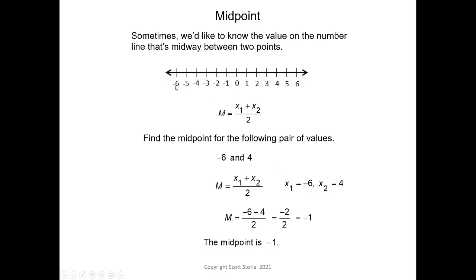And if you look at -6 and 4, -1 is in the middle in the sense that it'll take you 5 units to get to -1 if we go from -6 to -1. And it'll also take 5 units to go from 4 to -1 if we head right to left.